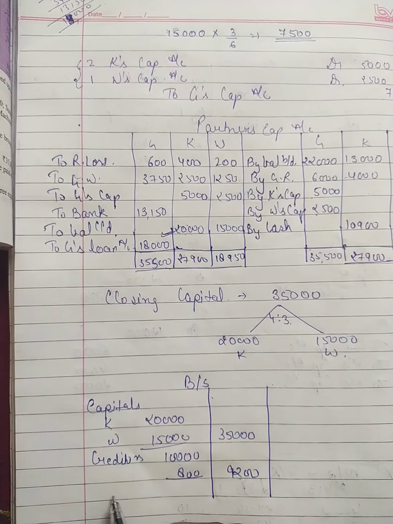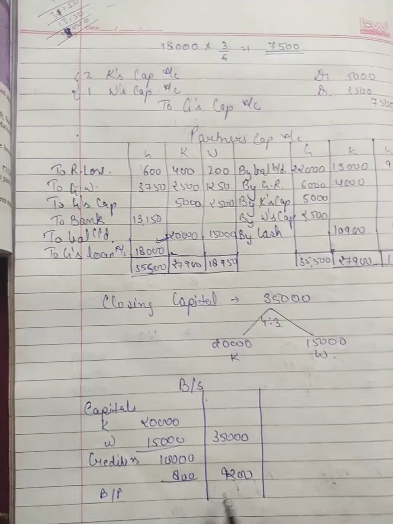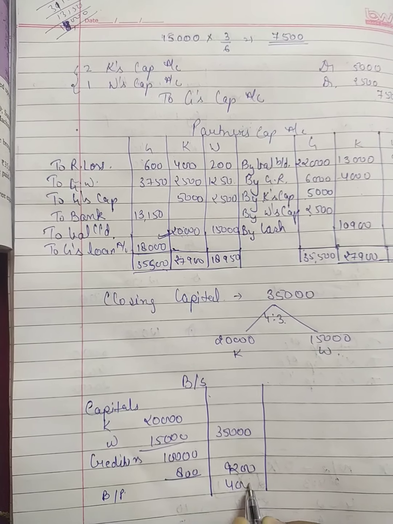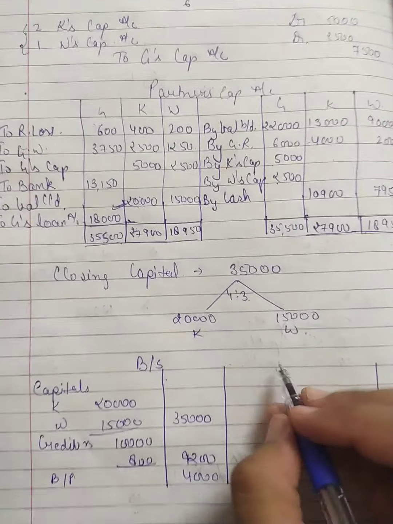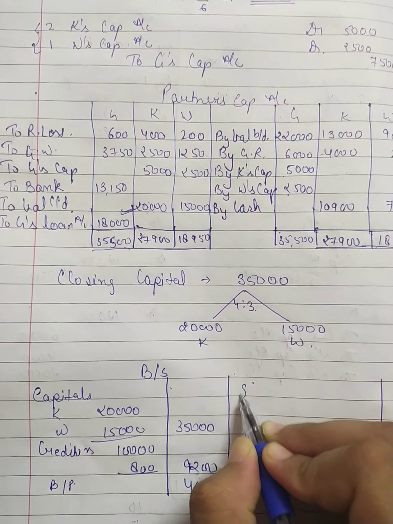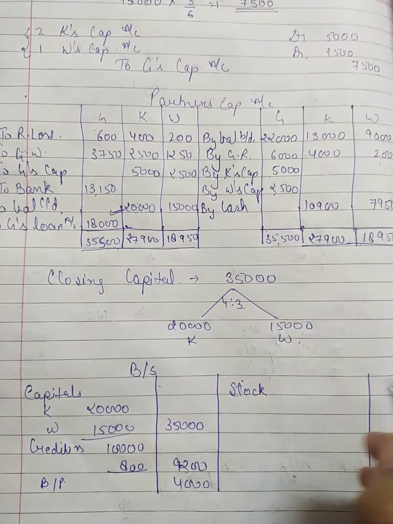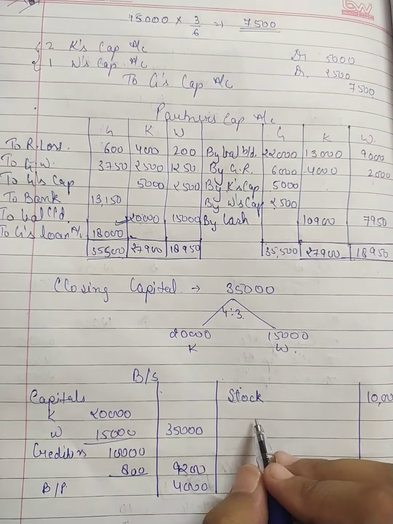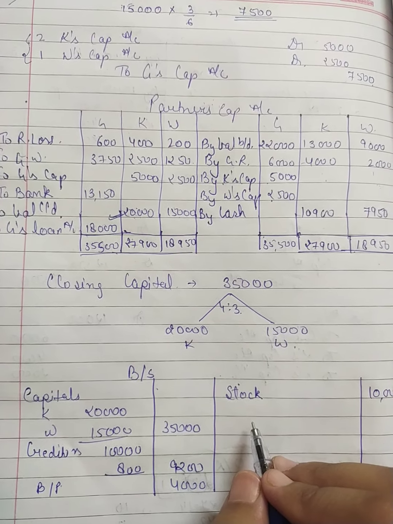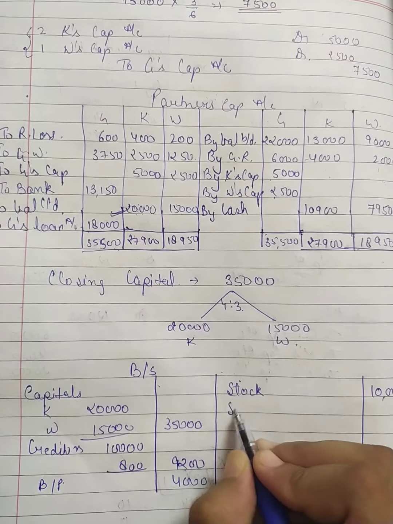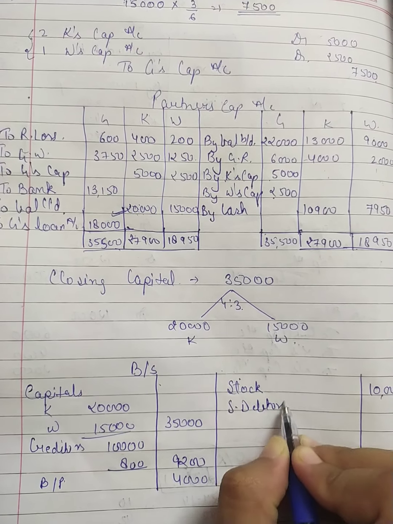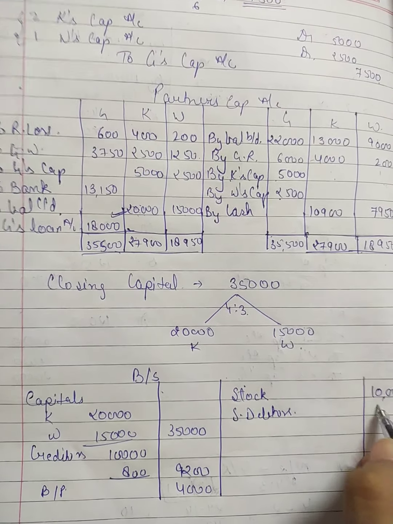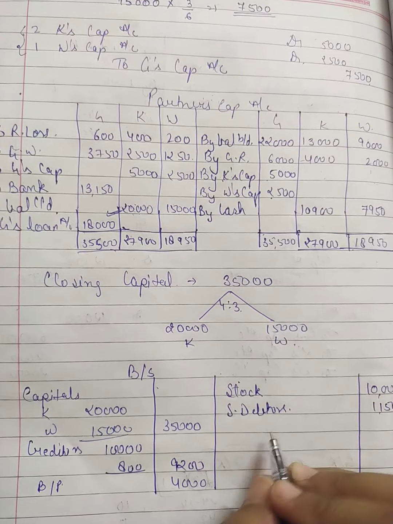After that, bills payable, there was no change in bills payable. I am writing the same amount here, and after that we'll write on the asset side, that is stock. Stock was valued at rupees 10,000. You can write from the value, or you can write the values from point number 2. Sundry debtors. So sundry debtors are amounting to rupees 11,500.